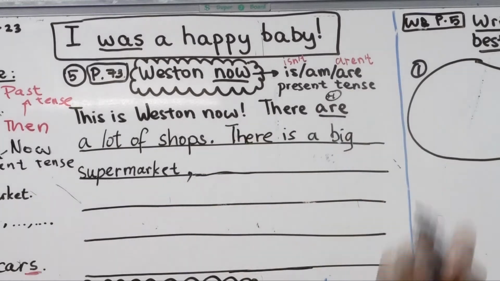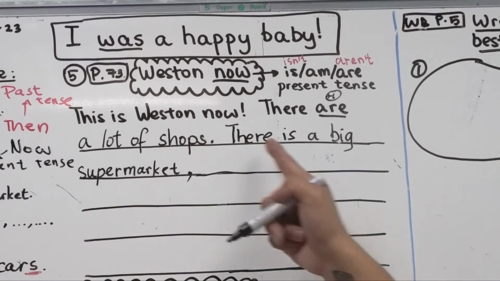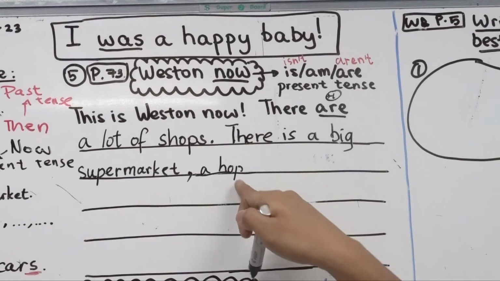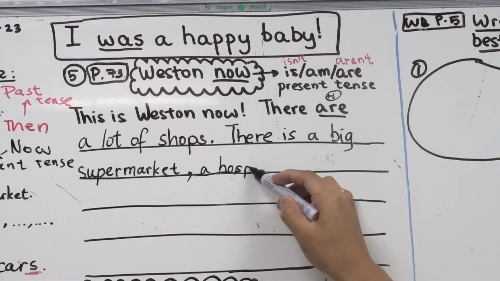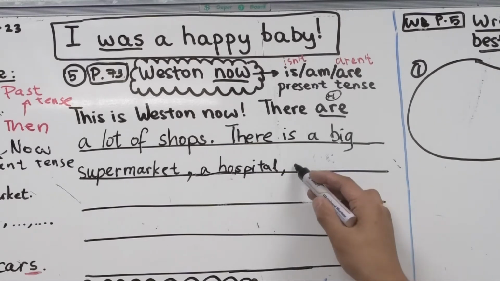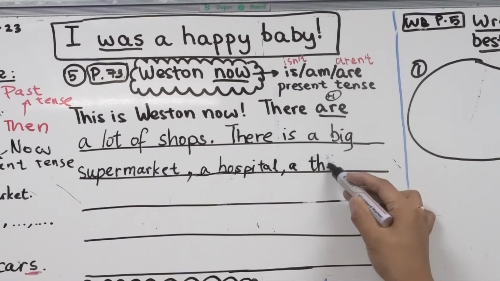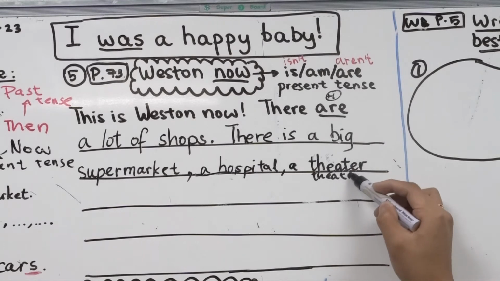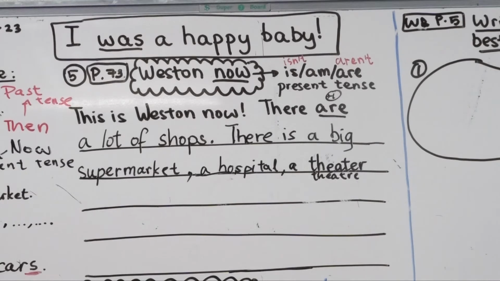Then you can write some more things. A big supermarket, what else? What else can you find in Weston now? A big supermarket, next to it is? Hospital. So not there is a big supermarket, hospital. Write down a hospital, because there's only one, right? There is a big supermarket, a hospital, what else? A theater, right? Now theater you can also spell with theatre. Both spellings are okay, TRE or TER is both okay.